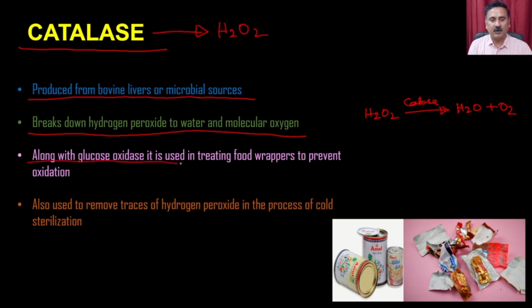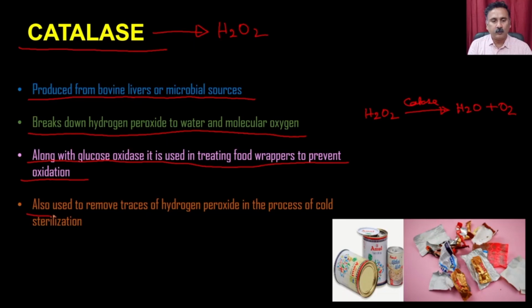Along with glucose oxidase, it is used for treating food wrappers to prevent oxidation. So it protects the food from going bad. It is also used to remove traces of hydrogen peroxide in the process of cold sterilization. So basically, catalase is used for preserving food materials.